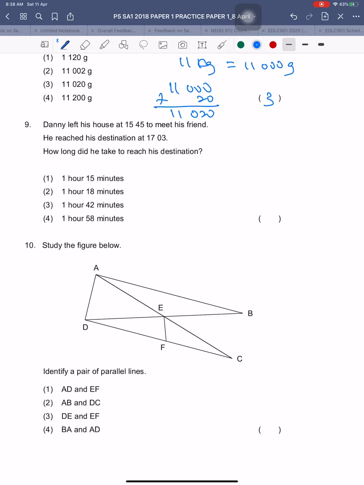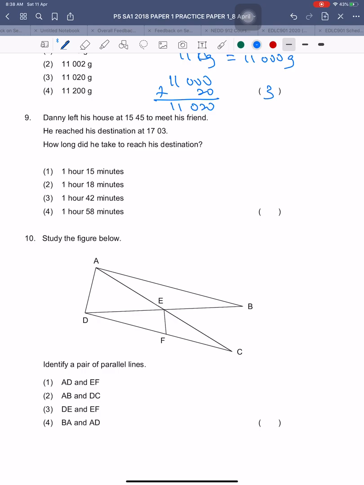Okay, question number 9. Danny left his house at 15:45 to meet his friends. He reached his destination at 17:03. How long did he take to reach his destination? Okay, so do not do 17:03 minus 15:45. Let me warn you again, this is not the correct method to do questions like this.